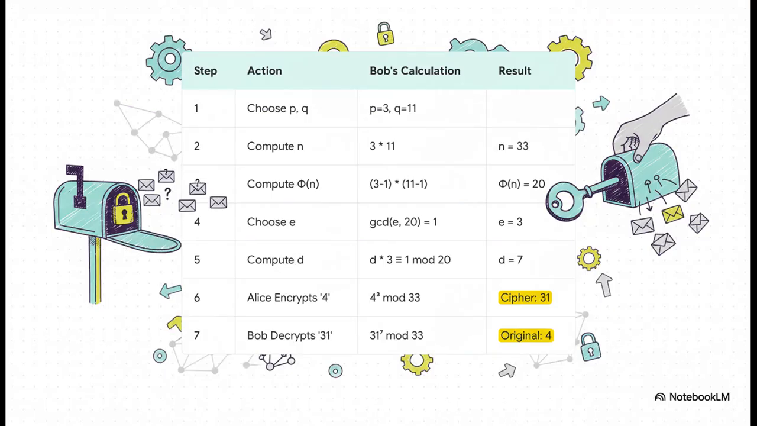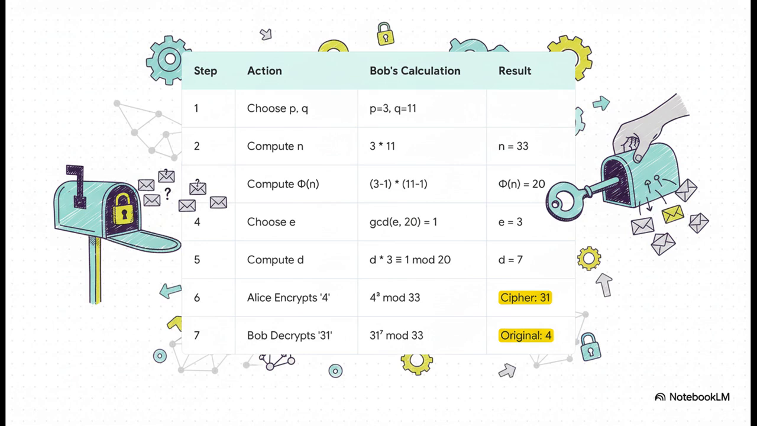Okay, this looks like a bunch of numbers, but this is where it all clicks. Let's see it in action with really tiny numbers. So Bob picks the primes 3 and 11. He follows the recipe and gets his public key, which is 33 and 3, and his private key, which is 7. Now Alice wants to send him the secret message 4.